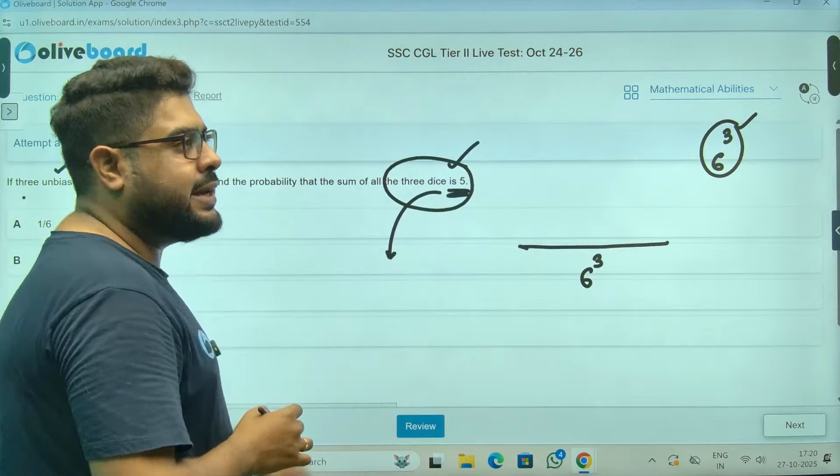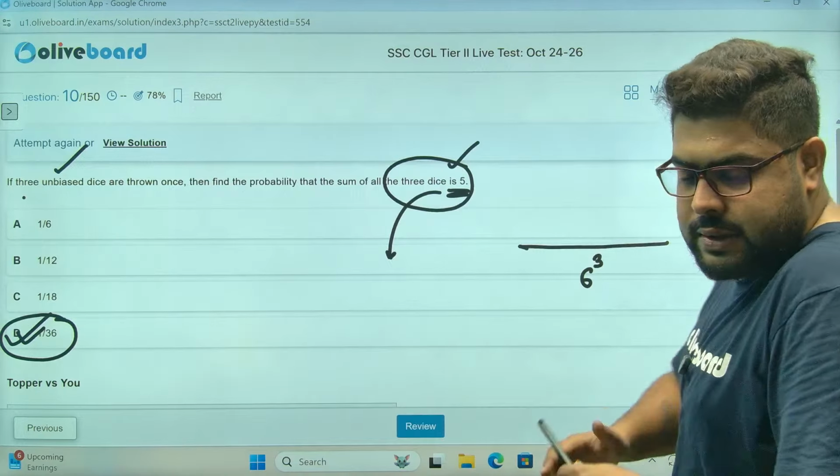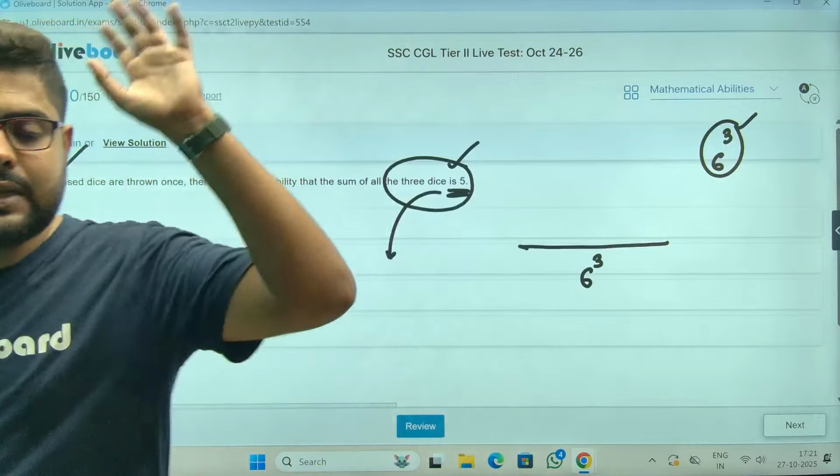Just a second. Chalo. This light was flickering.